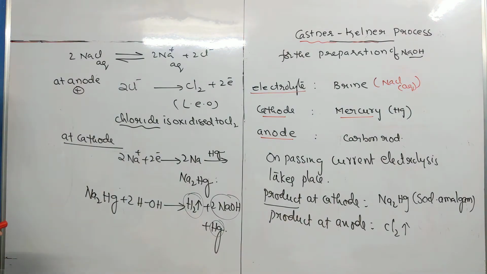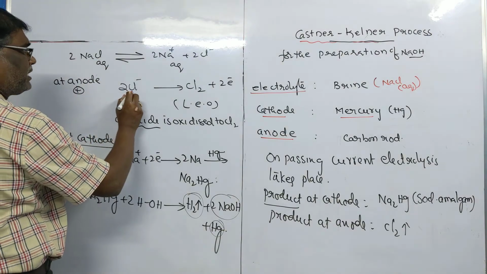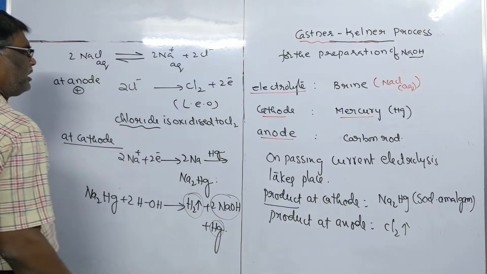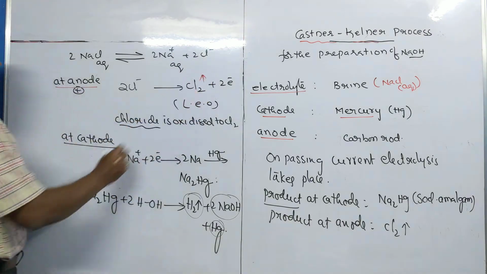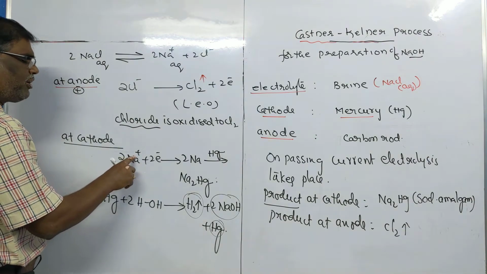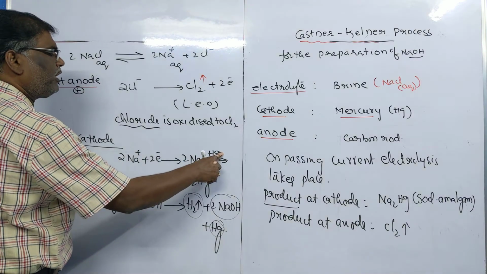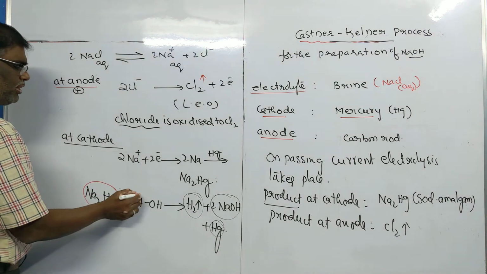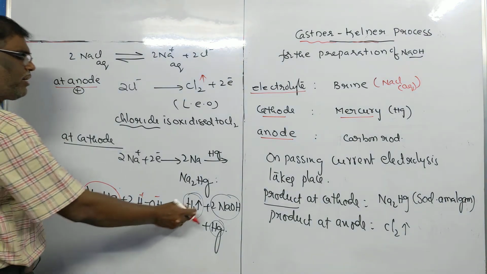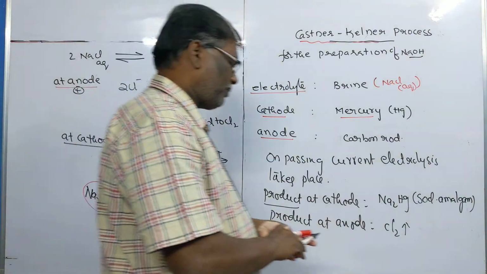So I repeat once again. On passing current, brine solution ionizes into Na+ and chloride ions. At the anode, chloride is oxidized into chlorine gas. At the cathode, sodium ions are discharged and dissolved in mercury to form sodium amalgam. This sodium amalgam treated with water forms hydrogen gas and sodium hydroxide. Thus we prepare sodium hydroxide in the Castner-Kellner process.